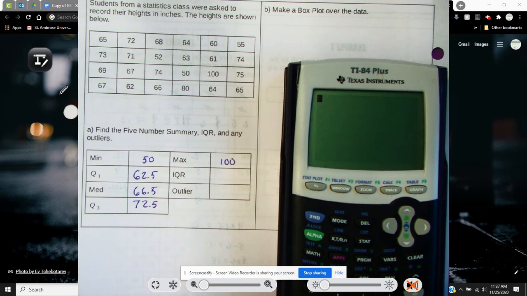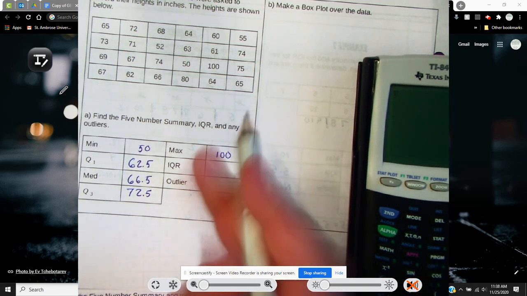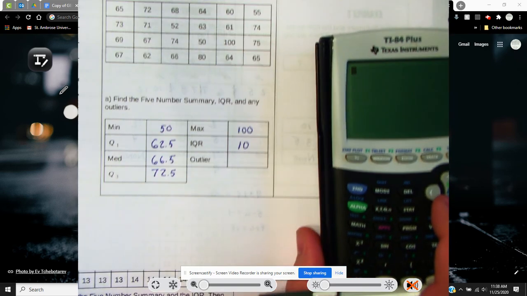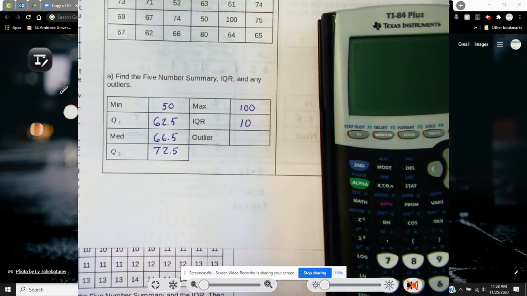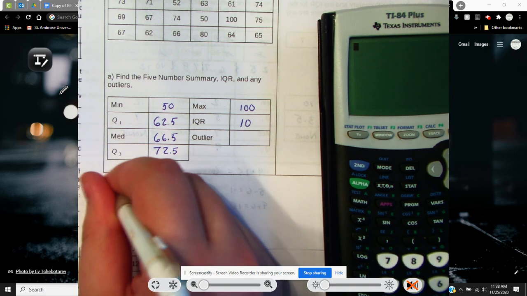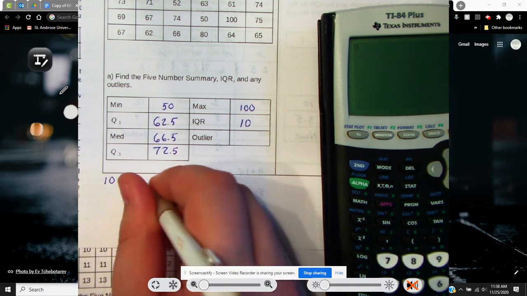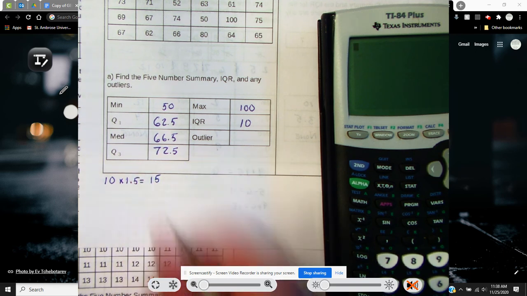To find my interquartile range, just like before, I'm going to take my Q3 minus my Q1, so 72.5 minus 62.5 gets us 10. I'm going to see if we have any outliers. So I'm going to take my IQR times 1.5. So 10 times 1.5 gets us 15.